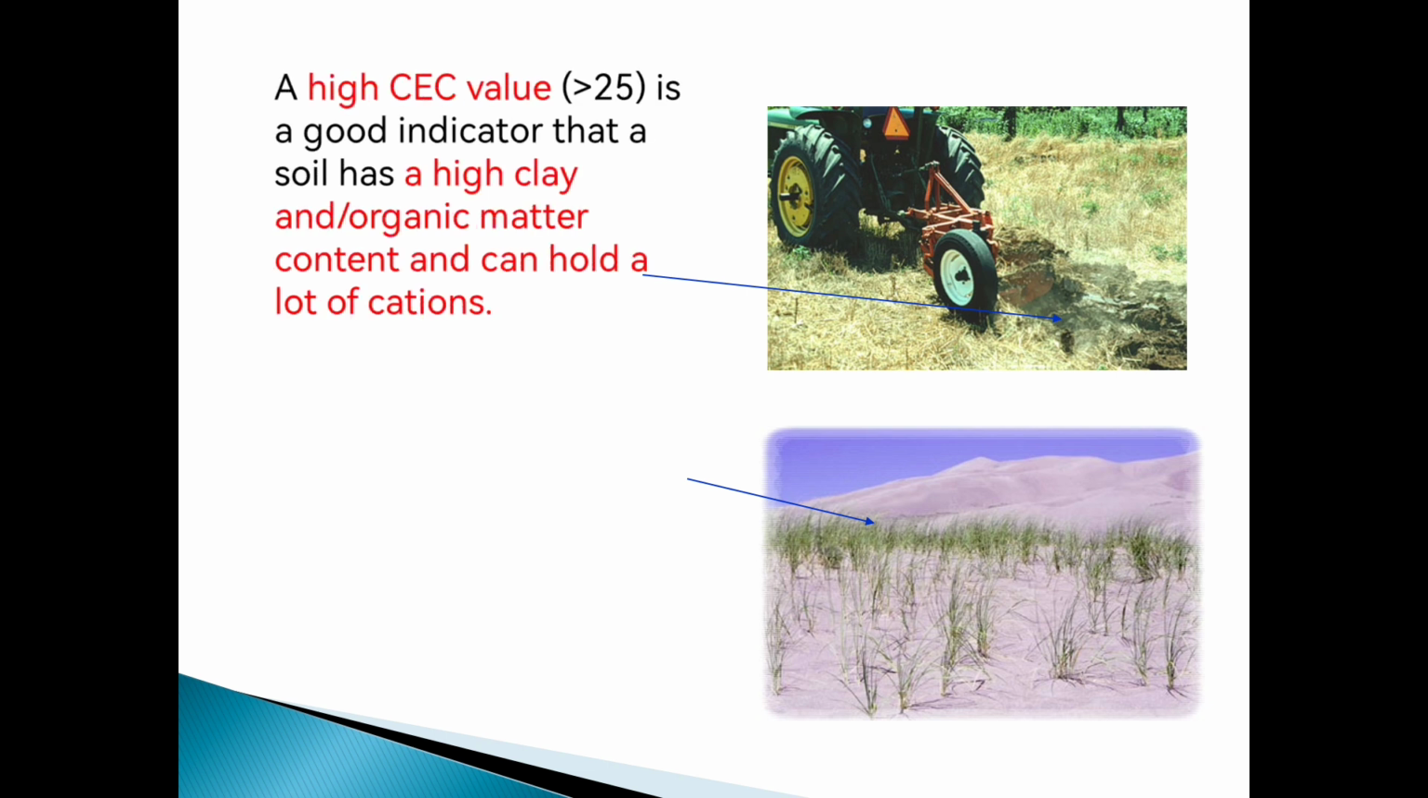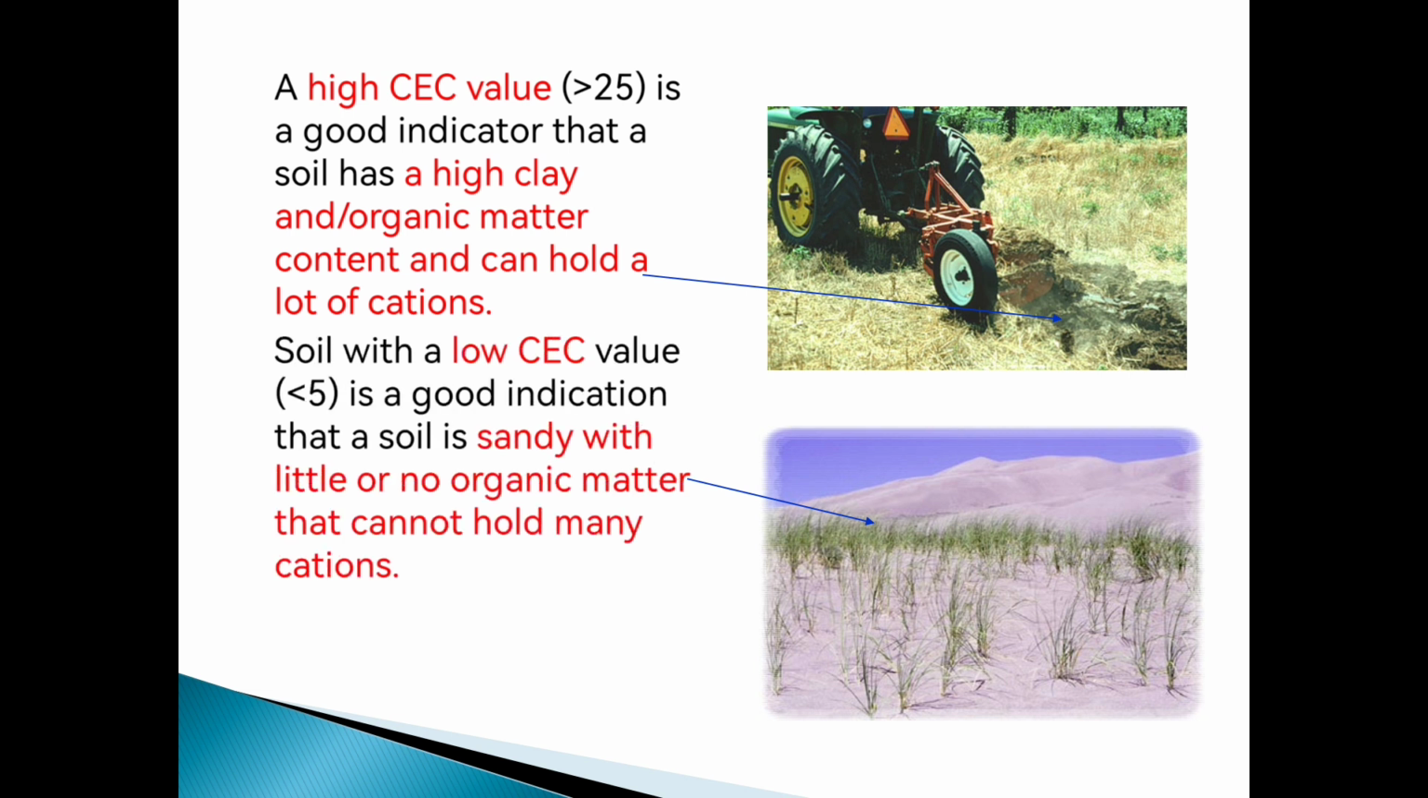A high CEC value, for example, greater than 25, is a good indicator that a soil has a high clay content and organic matter content and can hold a lot of cations. Soils with low CEC, for example less than 5, is a good indication that a soil is sandy with little or no organic matter that cannot hold many cations.